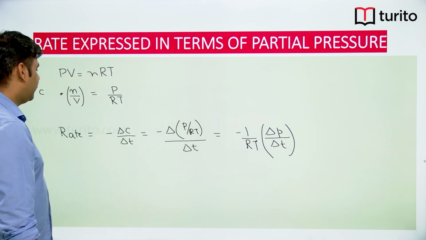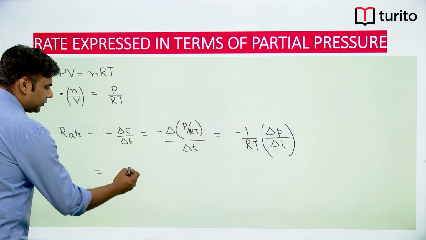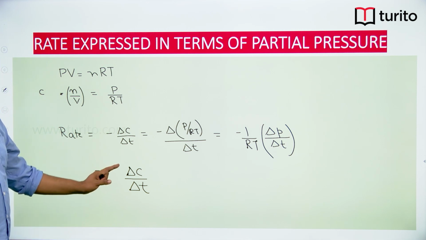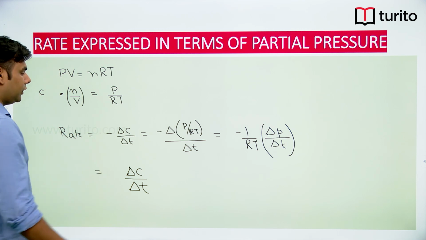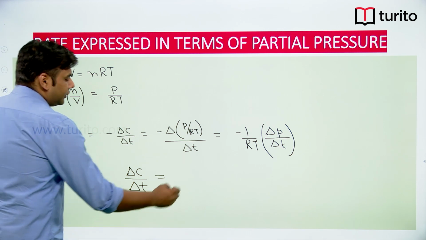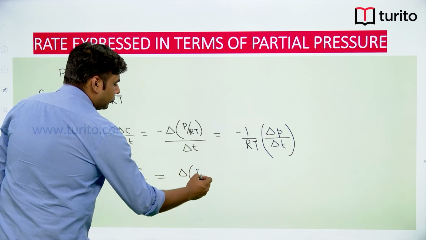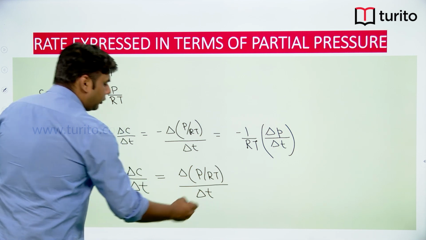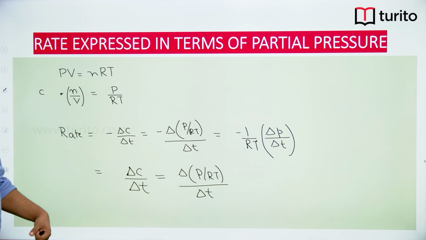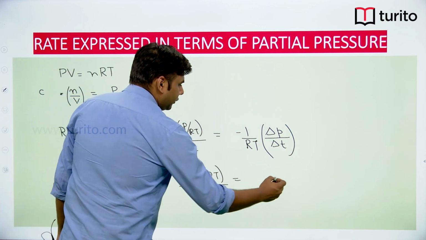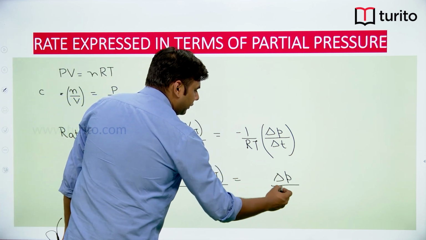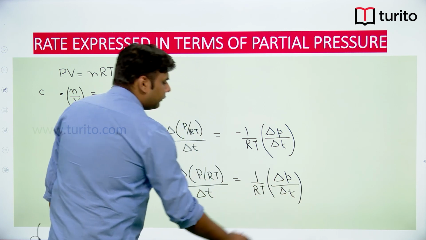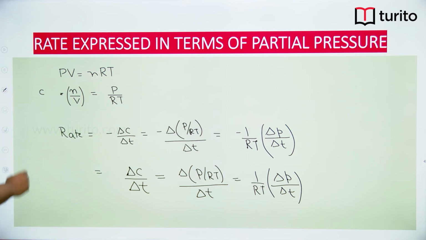So this is the relationship between rate defined in terms of concentration and rate defined in terms of partial pressure. If we are writing it for the product, the same expression would come. So it is delta C upon delta T, right? This represents the product because the concentration is increasing. So this will be delta partial pressure of that component upon RT upon delta T. We know that R and T are constant in the reaction, only partial pressure is changing. So we can write this as delta P upon delta T into 1 by RT. So this is the expression.